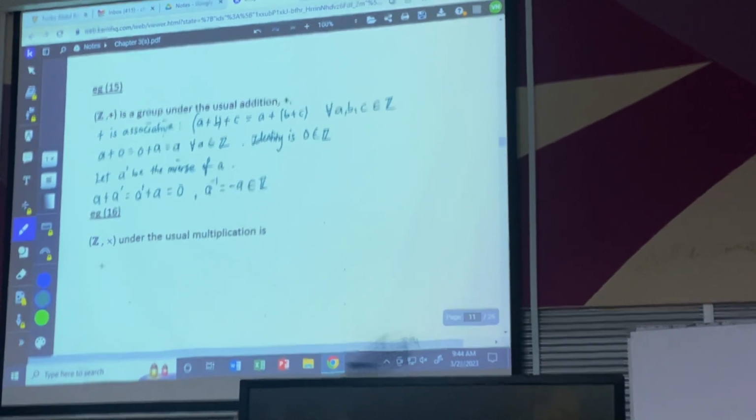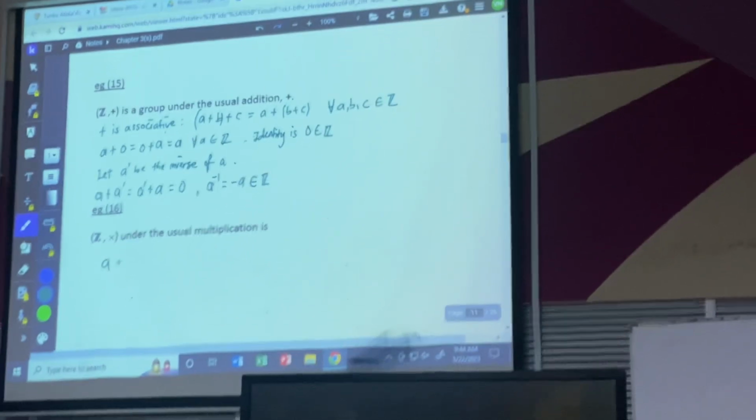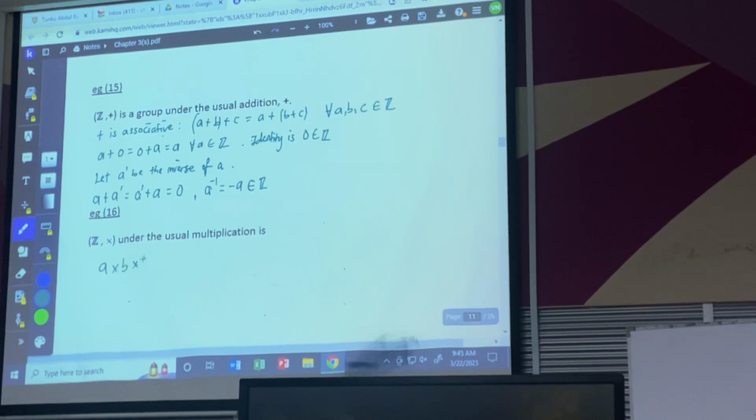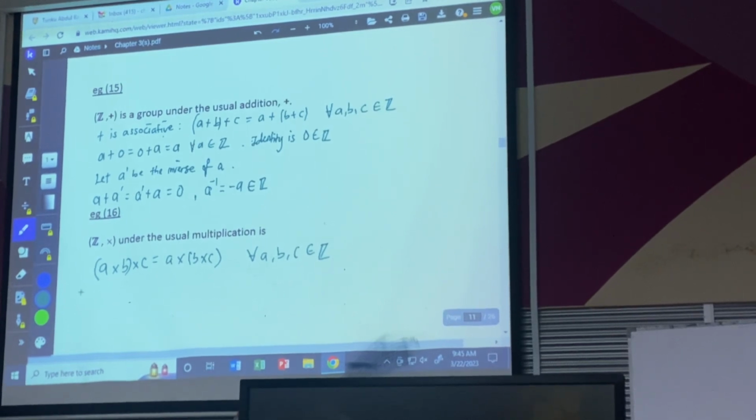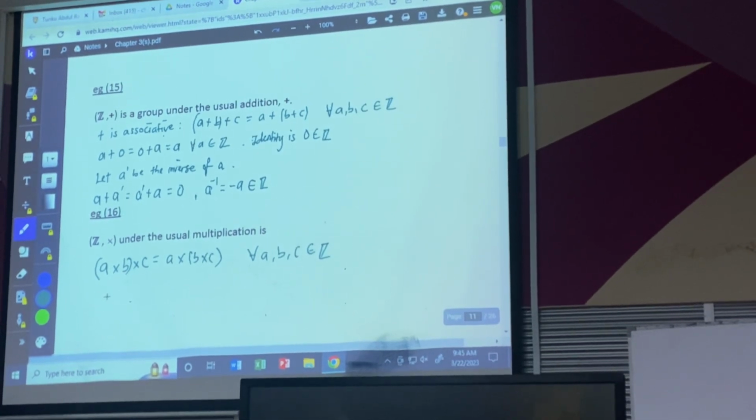Okay. So we will have A multiply B multiply C equal to A multiply B multiply C, for all the A, B, C belongs to integer. So the first one, we know that it is associative, right? Now, the second one is the identity.